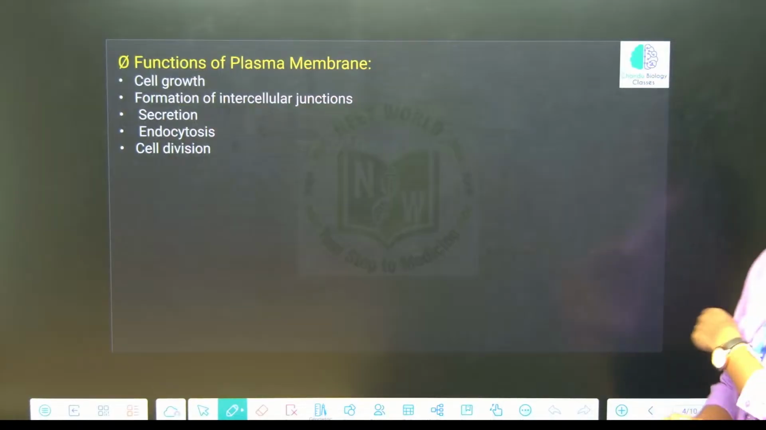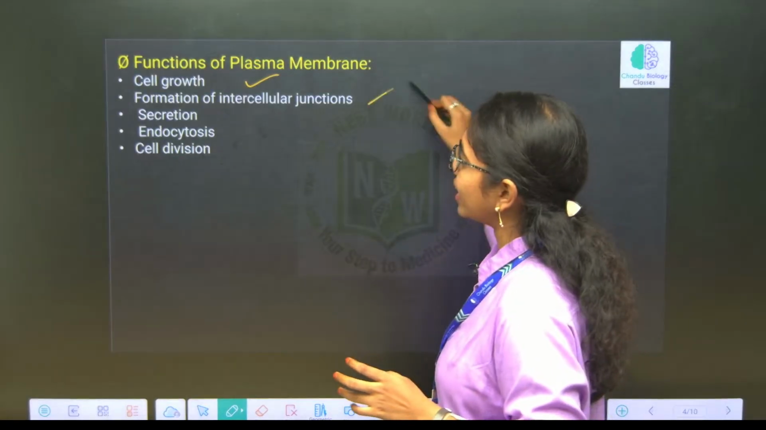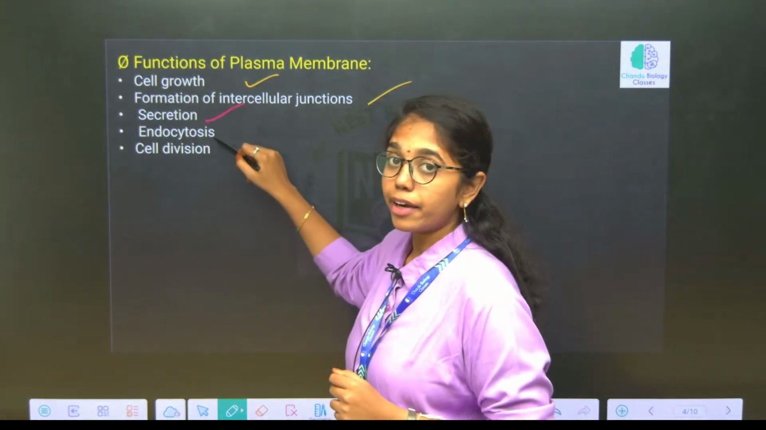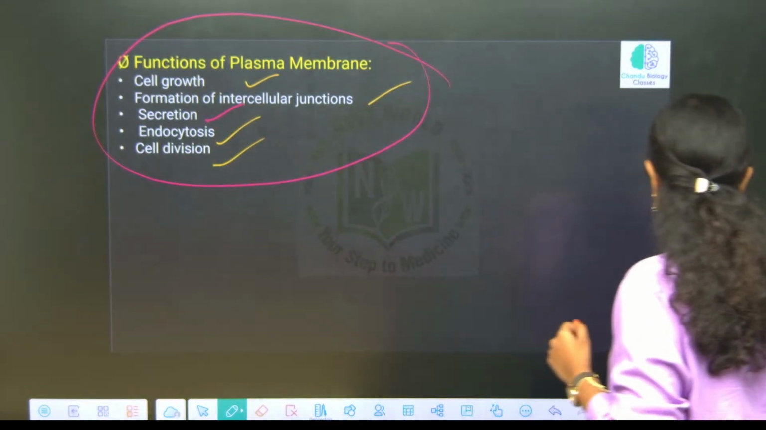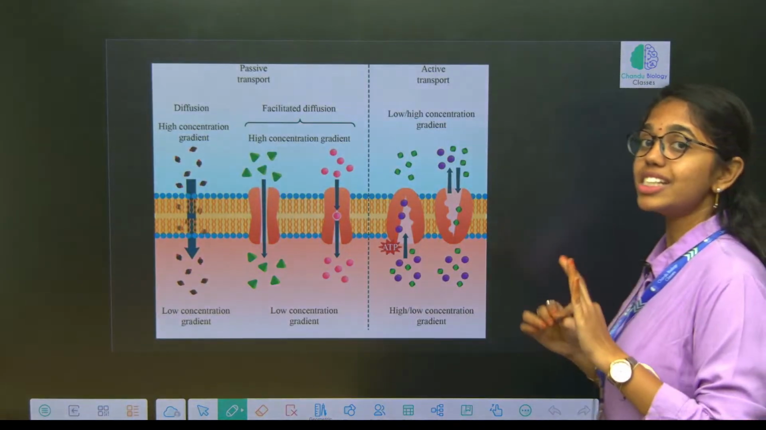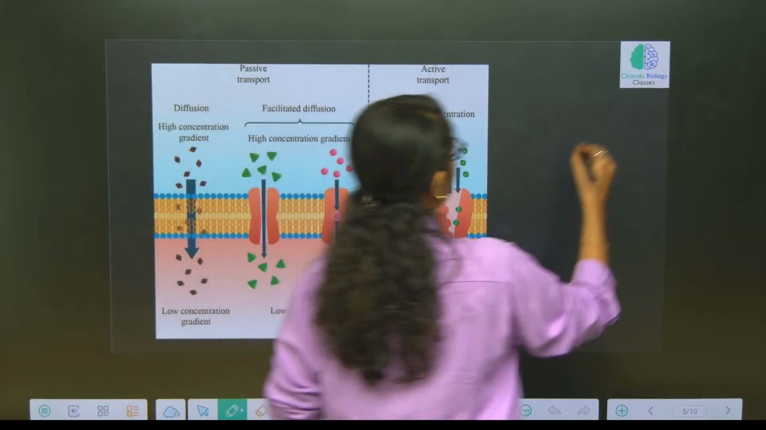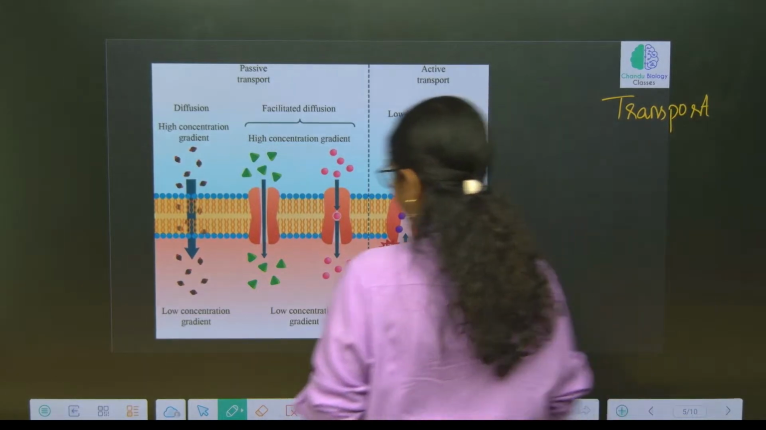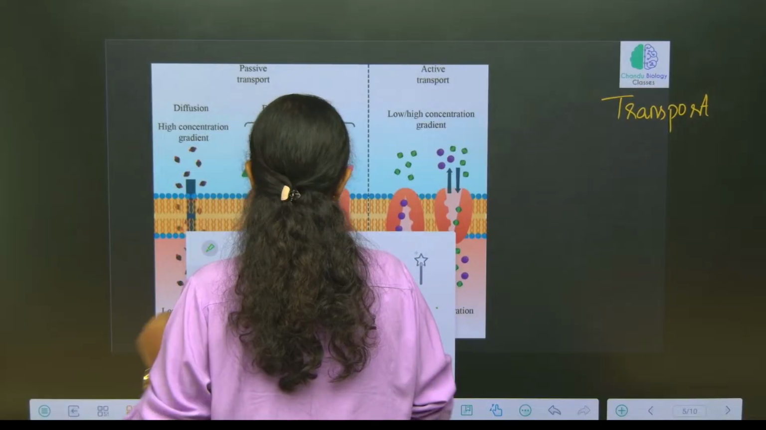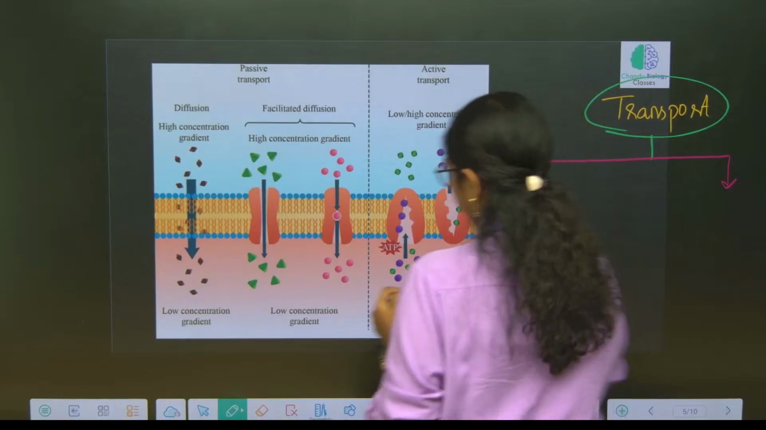Fine. Next, the functions of the plasma membrane. The functions include cell growth, formation of intercellular junctions, secretion, endocytosis and cell division. These are the major functions of the plasma membrane. Now we look into the major function, that is transport. Transport in the plasma membrane can be classified into two modes: passive transport and active transport.